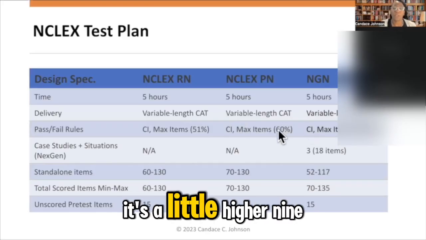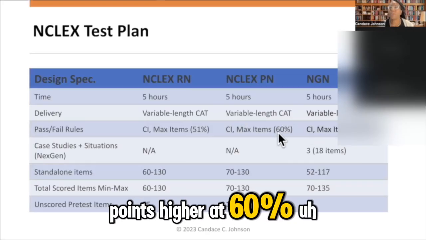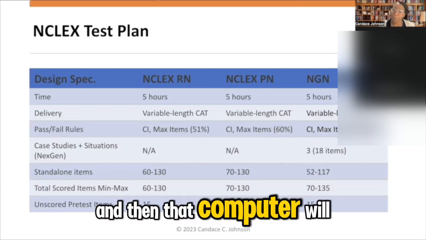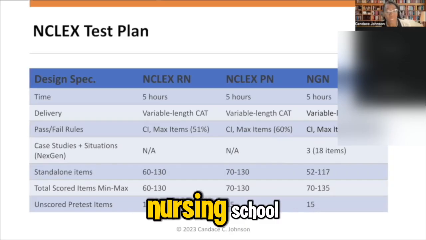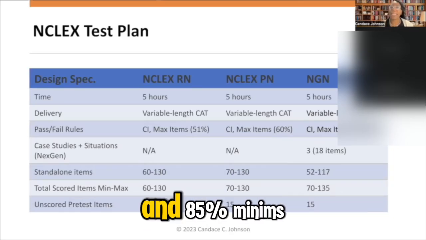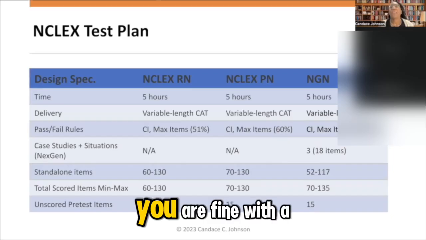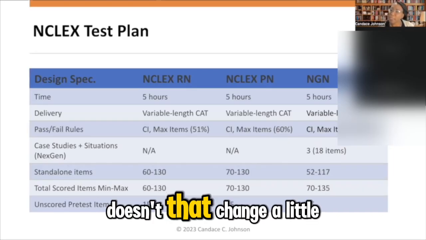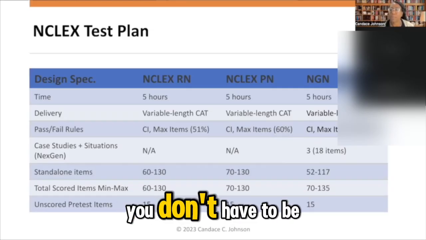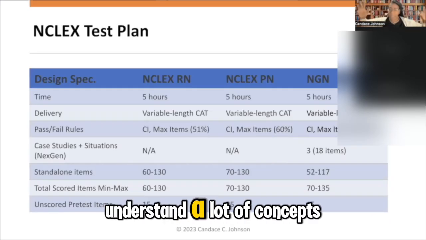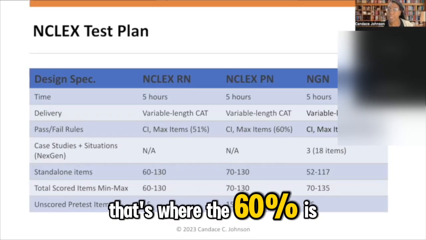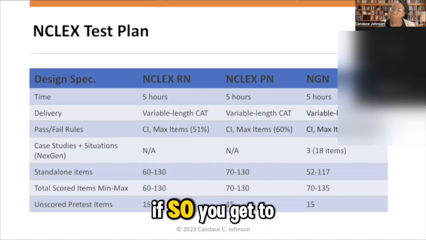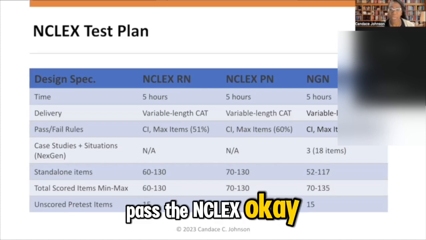For the PN, it's a little higher, 9 points higher at 60% of the questions that you are presented with. You have to score correctly, and then that computer will shut off. See, it's not like nursing school where you needed 75% minimums and 85% minimums, that kind of thing. You are fine with a 60% minimum. So when you're studying, doesn't that change a little bit how you focus your studies? You don't have to be perfect, but you do need to understand a lot of concepts, okay? That's where the 60% is going to come in. Do you know 60% of each of the 8 categories? If so, you get to pass the NCLEX, okay? So keep that in mind.